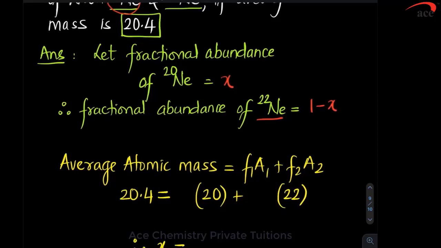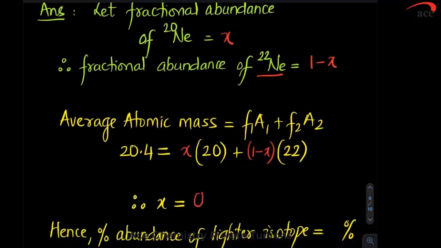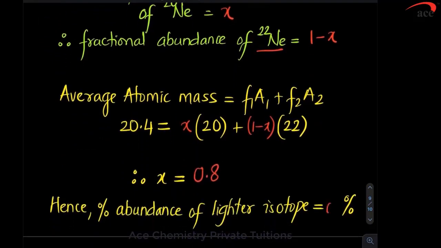Average atomic mass is given by the formula F1 A1 plus F2 A2. The first fraction is x, the other fraction is 1 minus x. You open up this bracket and solve for that unknown. That unknown value will be 0.8. Now convert this into percentage. That is 80 percent. So the percentage abundance of the lighter isotope is 80. If somebody asks you for the heavier isotope, how much will it be? The answer is the remaining percentage.